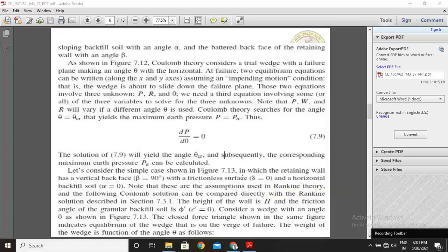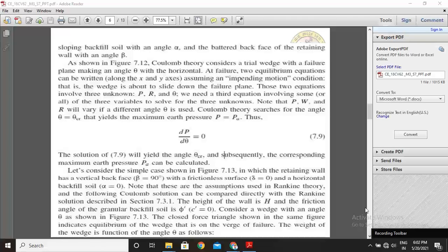According to figure 7.13, the retaining wall has a vertical back face, that is beta equal to 90 degree, with a frictionless surface delta equal to 0 and a horizontal backfill soil alpha equal to 0. Note that these are the assumptions used in Rankine's theory, and the following Coulomb solution can be compared directly with the Rankine's solution described in the above sections. The height of the wall is h, and the friction angle of the granular backfill soil is phi dash. Here c becomes 0.